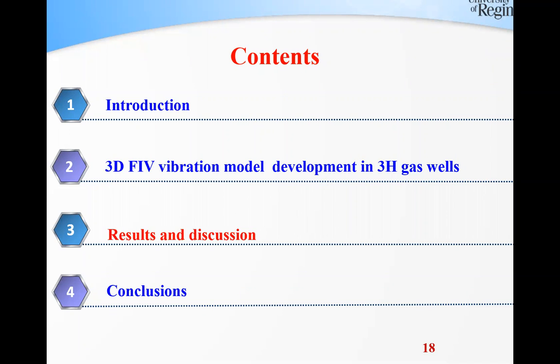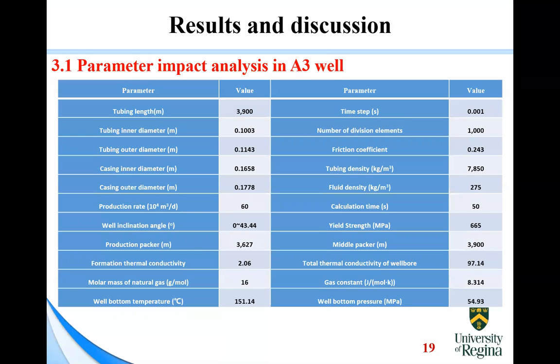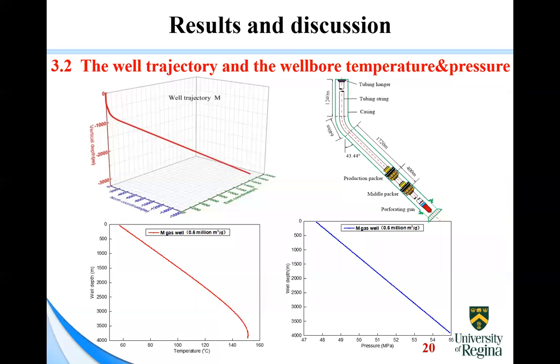So next, we will introduce the results and discussion. We should introduce the temperature, the tube string, and the vibration of the tube string. We use an HPHT gas well in the South China Sea. We can see in the table the parameters of the calculation. The parameters include the tubing, casing, temperature, production, and the packer.